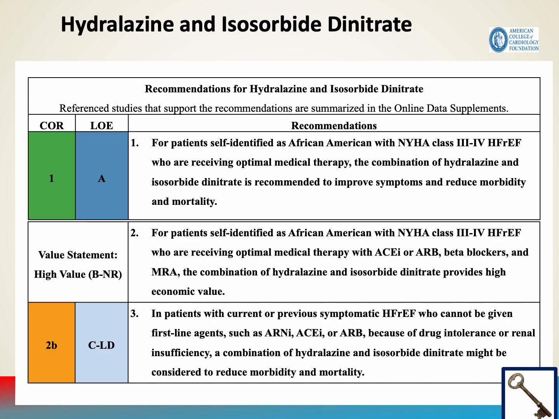Hydralazine and isosorbide really make sense for individuals who are self-identified as African American with class 3 or 4 heart failure, New York Heart Association class 3 or 4. If you've maximized their guideline-directed therapy, then you add this on if you can tolerate it. The issue is you sometimes bump into blood pressures that don't tolerate it, but you do the best you can, and it makes sense to consider that for this cohort.